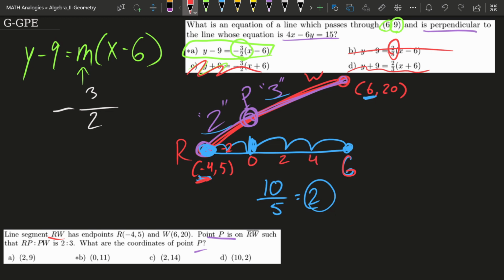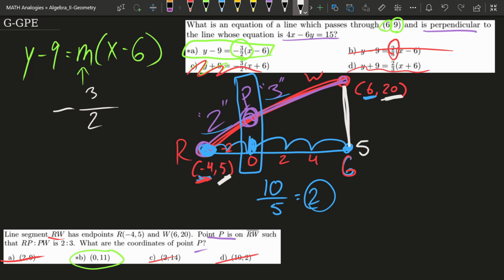Alright, so we know the x-coordinate of our point P. It is 0. So just like that, we already know the answer. It's not A, it's not C, it's not D, but it's choice B. Now, is the height really 11? Well, if we want to think about the heights, we started at a height of 5, and then we ventured upwards to a height of 20. So, how far apart are those?